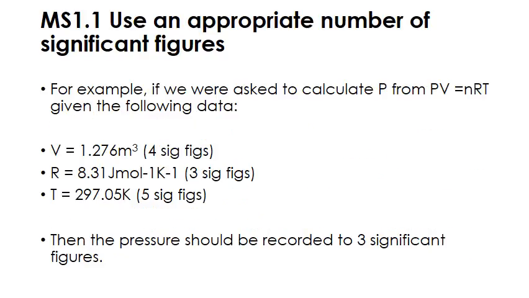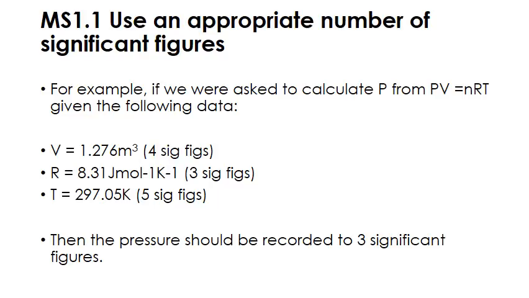So it's best to look at some examples for this. If we were asked to calculate P from PV = nRT, which you may or may not have met yet, then P is just pressure, V is volume, n is the number of moles, R is the molar gas constant, and T is temperature. So here's some typical data that we would be asked to use to work out P.